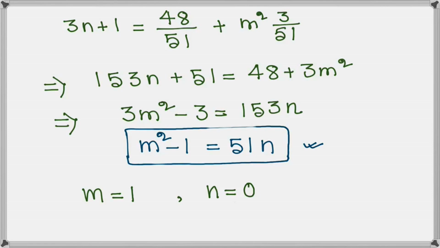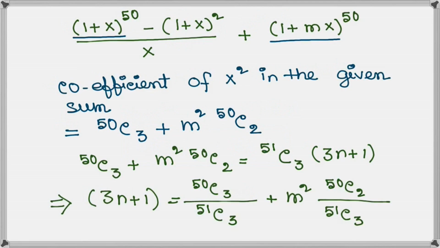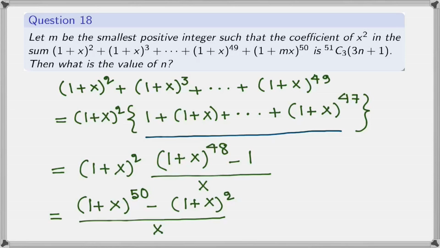So we can take the choice of m to be 1. So the value of n is equal to 0. So in the given question we find out that the value of n is equal to 0.